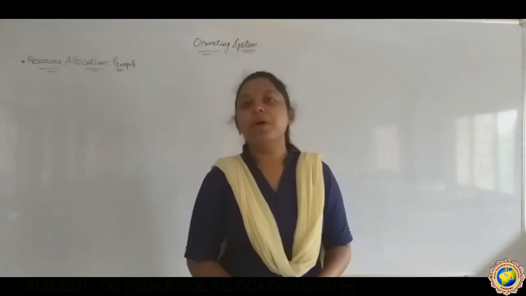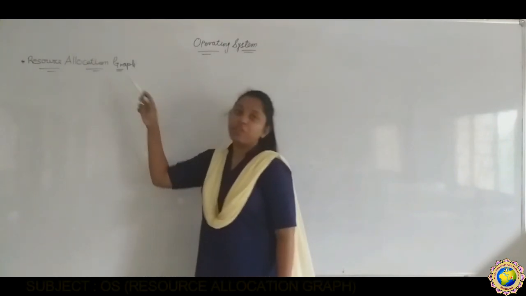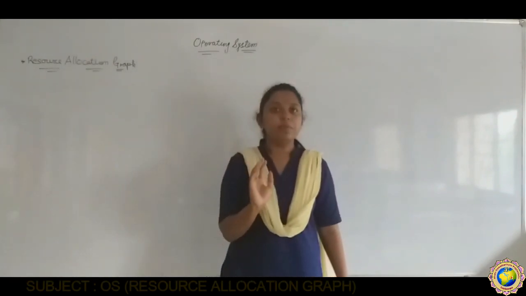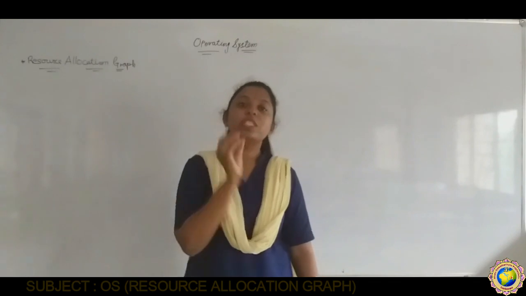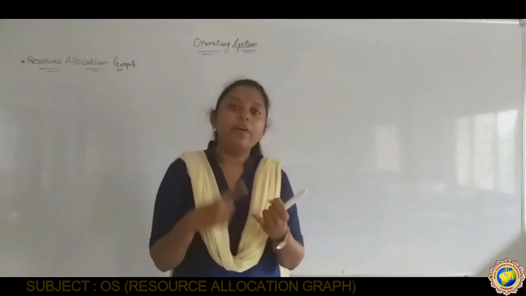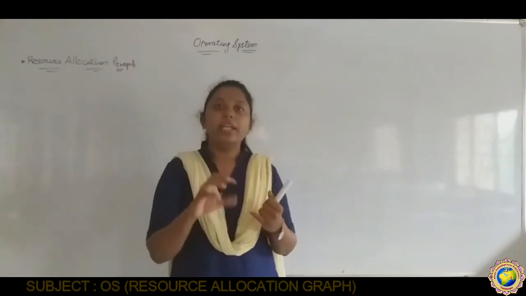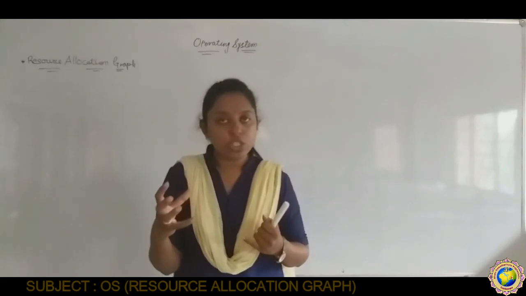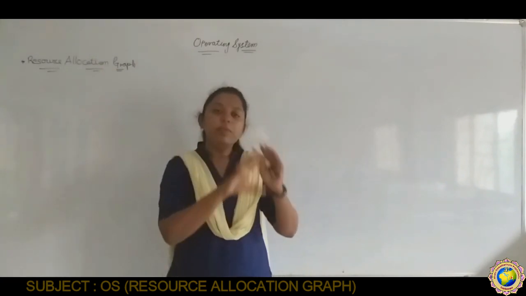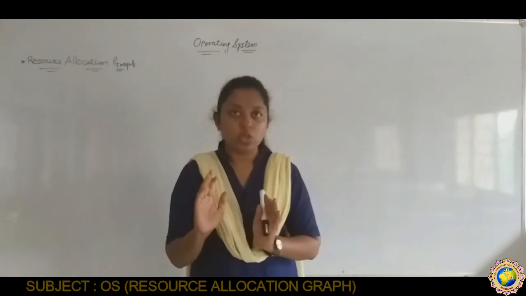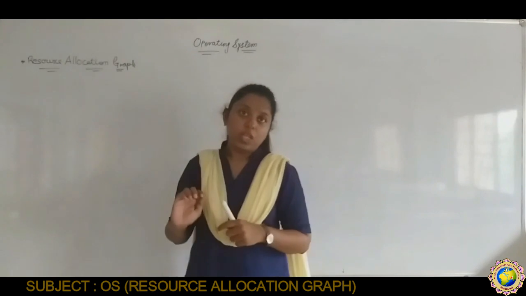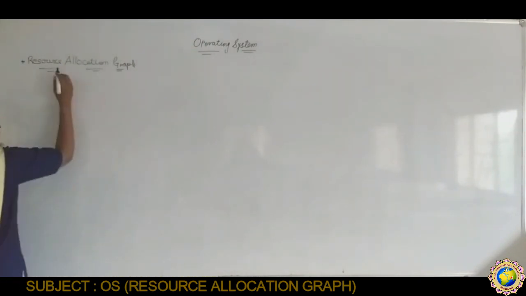Today we are going to study the resource allocation graph. Let's see what the resource allocation graph is. It is nothing but the graphical representation of the state of the system. For example, we have allocated one printer. The printer is the resource, and whatever we are printing is the process. So one process is allocated to a resource. How do we represent this in a graphical way? That is what the resource allocation graph is about.